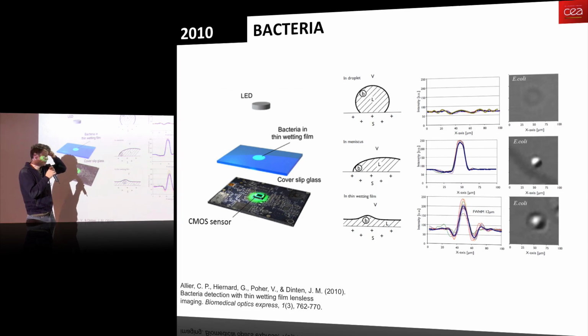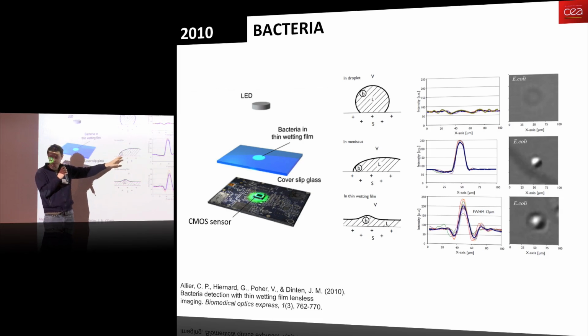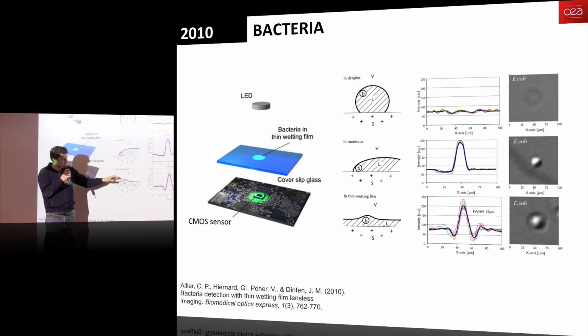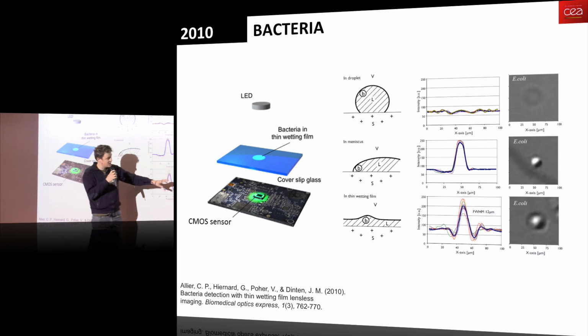But it's no use because you have to bring the bacteria into the meniscus, and even with capillarity, it's very difficult. So the way we found is to make a very thin wetting film of water on top of the bacteria. And this will make a lens on top of the bacteria, which will give you the light at the sensor.